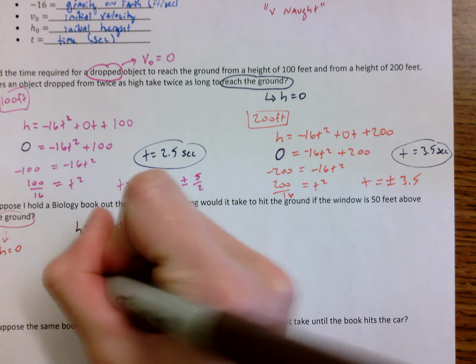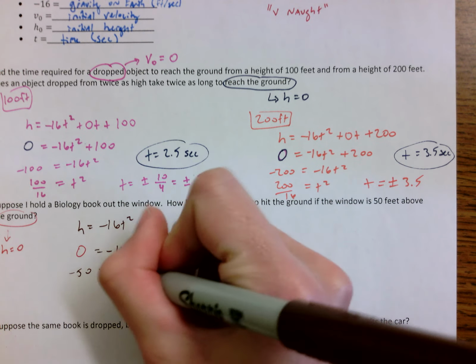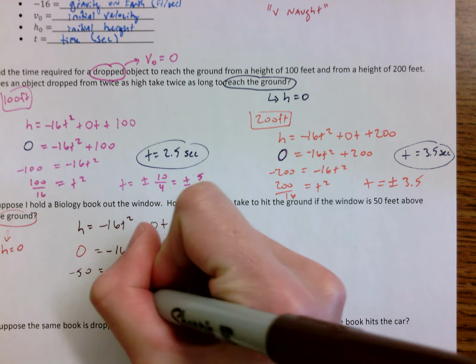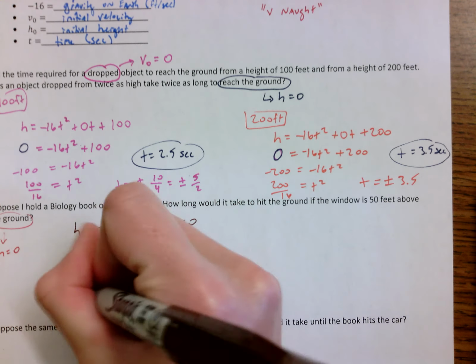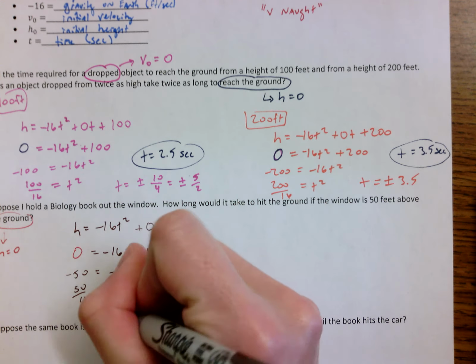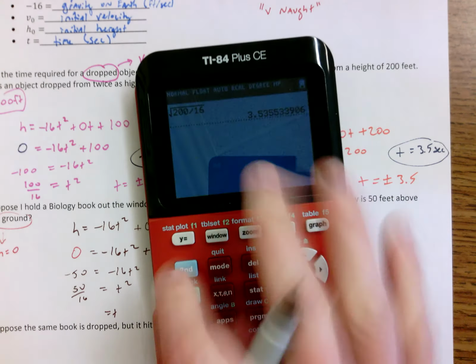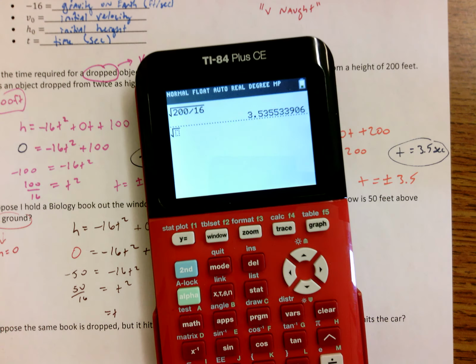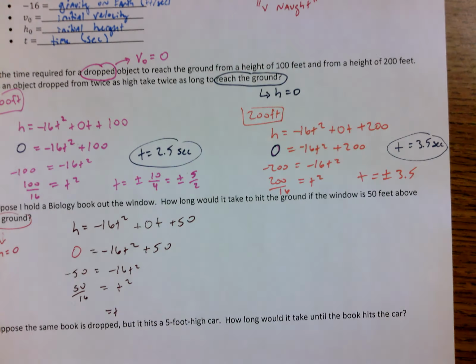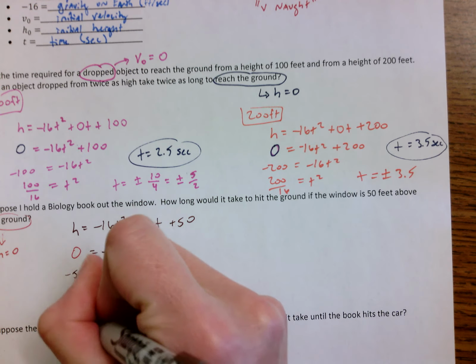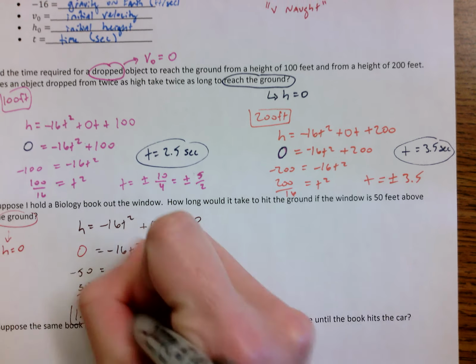So that's negative 50. Right? I have confidence in your ability to solve this. So that'd be 50 over 16. I'm not going to bother to simplify it because I know I'm throwing this into my calculator. So it works out to about 1.8. So it takes about 1.8 seconds.